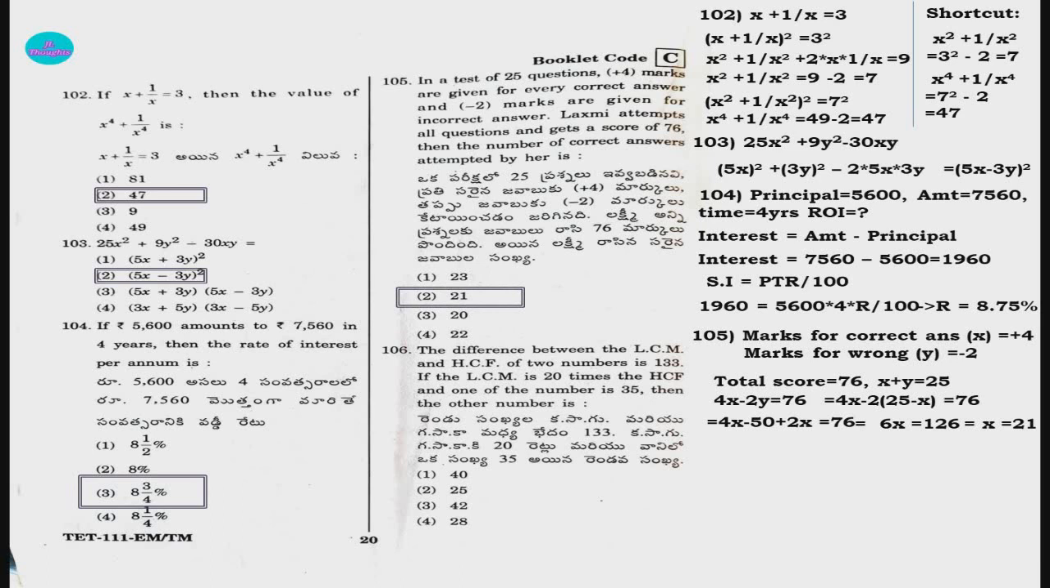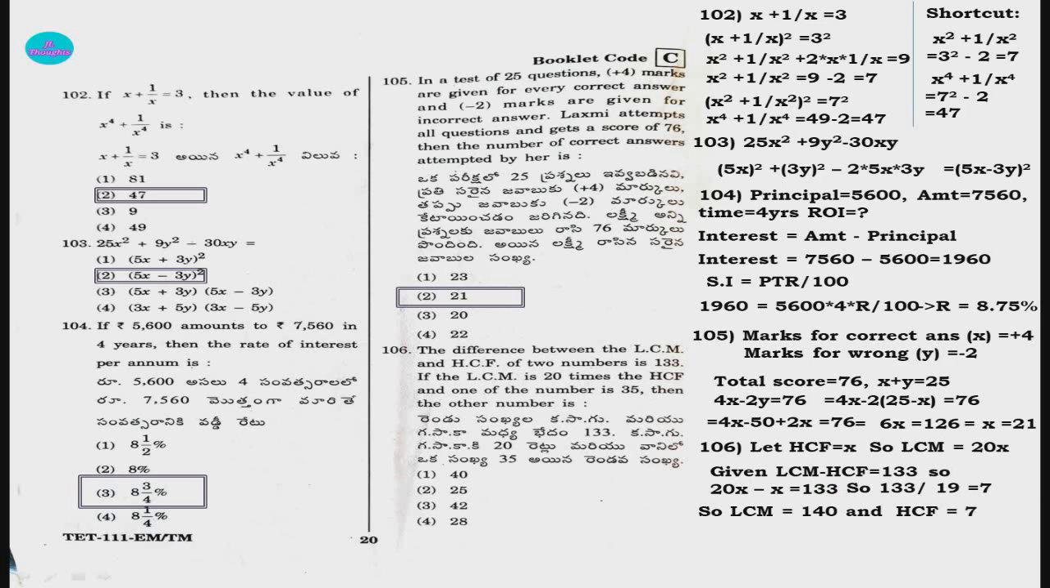106. The difference between the LCM and HCF of two numbers is 133. If LCM is 20 times HCF and one of the numbers is 35, then the other number is. Now let HCF be equal to x. So LCM is equal to 20x, because LCM is given as 20 times HCF. So LCM is equal to 20x. Now given LCM minus HCF is equal to 133. So 20x minus x is equal to 133. So x you are getting as 7.